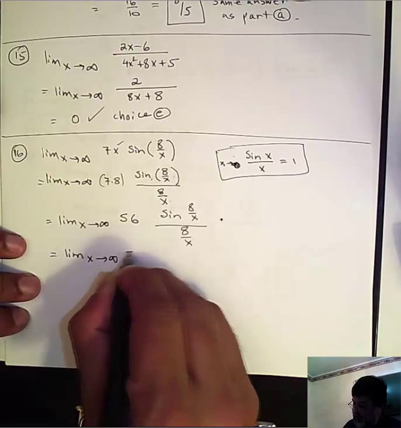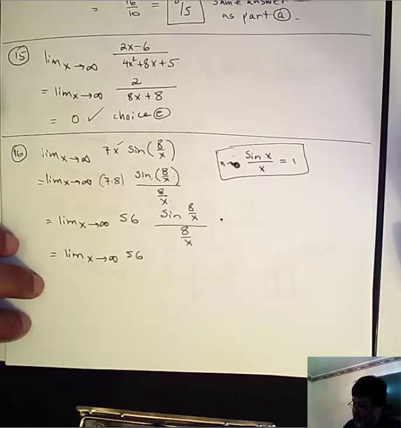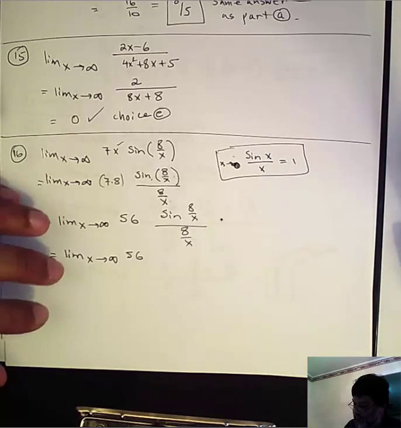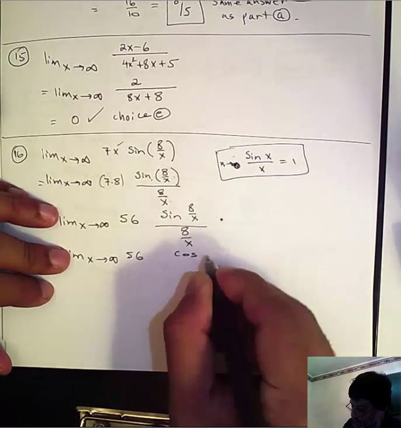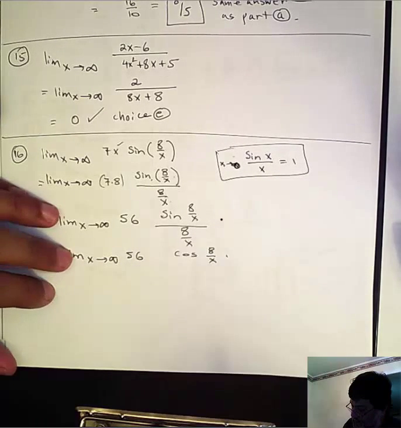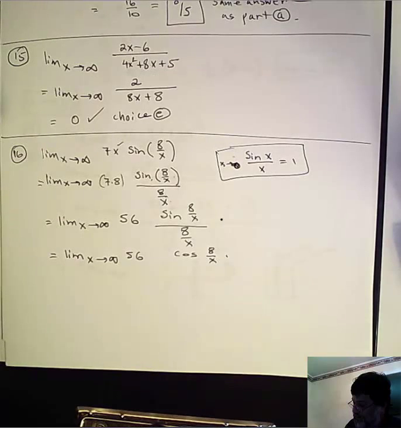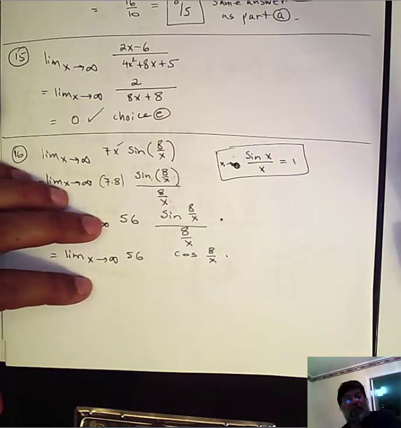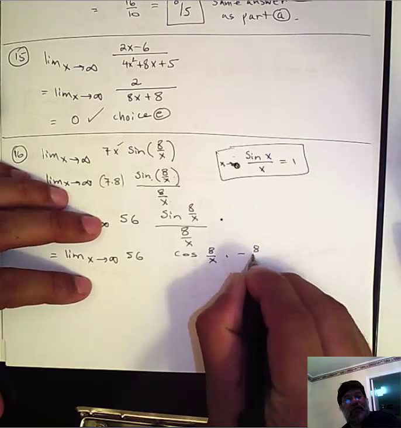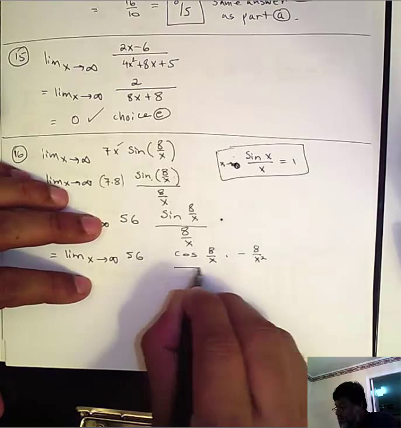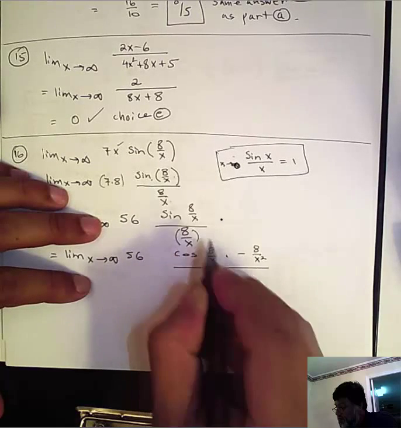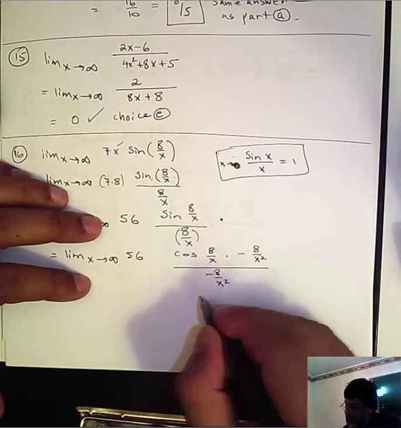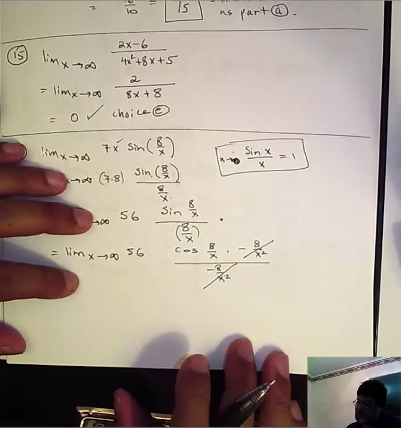And we can just leave the 56 there. What's the derivative of sine of 8 over x? Cosine of 8 over x. And then you have to take the derivative of 8 over x. What's the derivative of 8 over x? Negative 8 over x squared, by chain rule. That will be the same thing here. And those two, including the negative, will cancel out.